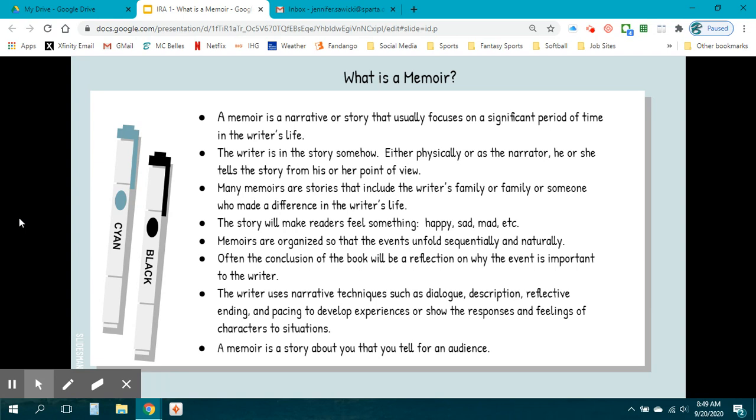The next thing is often the conclusion of the book will be a reflection on why the event is important to the writer. So one of the things I love this book did was the fact that she said, I close my eyes tight and I fix it in my mind. So when I'm far away, I remember being up north at the cabin.